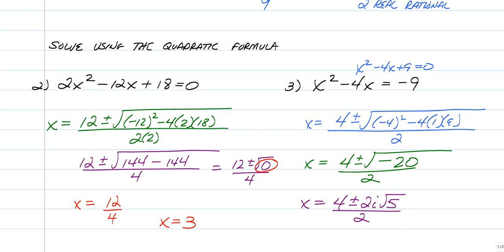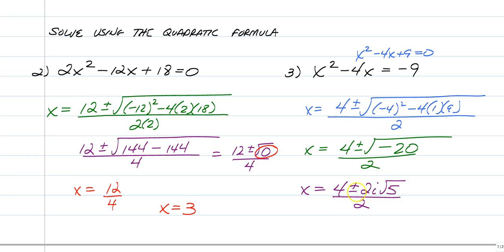And this is a nice little trick that I would use: whenever you have a numerator that's got multiple parts and only one denominator, you can split. So I would rewrite this, just so it's easier to work with, 4 over 2 plus or minus 2i root 5 over 2. And now you can see easily that this can cancel to 2. So we have 2 plus or minus, and these two can cancel, i root 5.